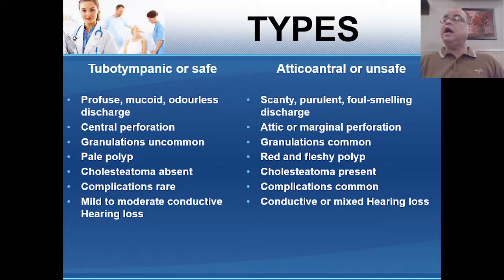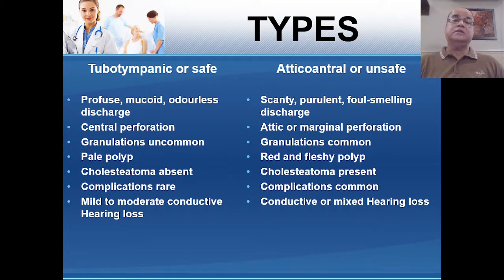Granulations are uncommon in tubotympanic, while they are very common in the atticoantral type, and on removal they may bleed. Again, there can be an aural polyp in tubotympanic, but it is pale, while it is red and fleshy in atticoantral.